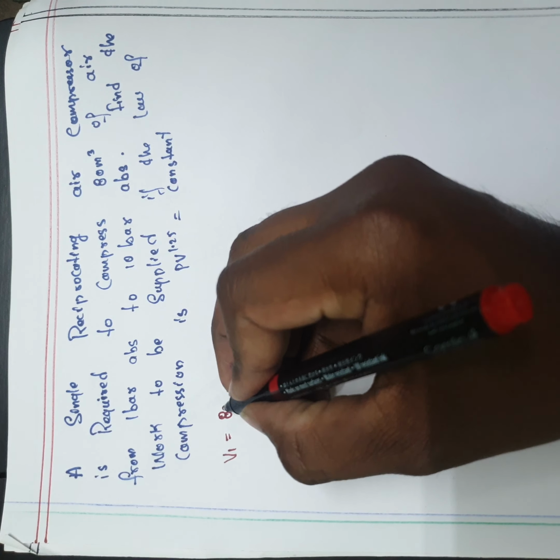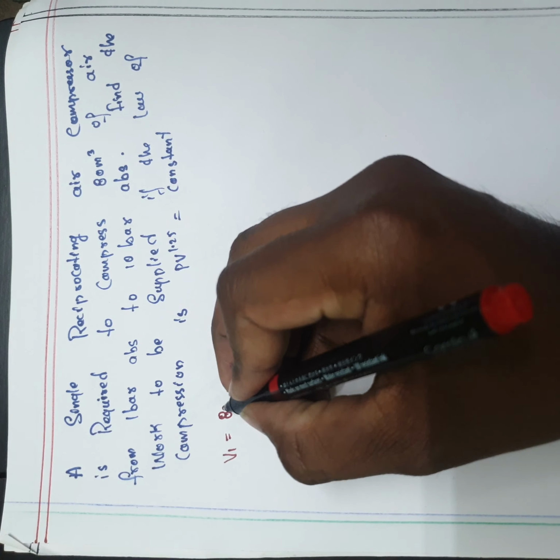If you solve this problem with the help of a calculator, you will get this value. Suppose you solve this, you will get 40,000 into 0.5849. If you simplify this, you get 23396, and the answer is in kilojoules.